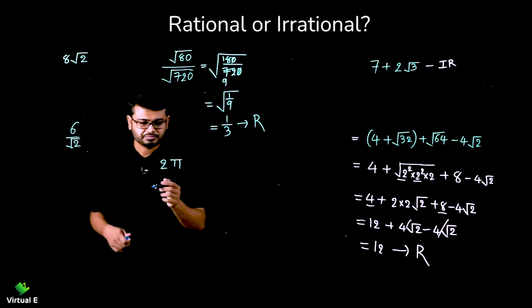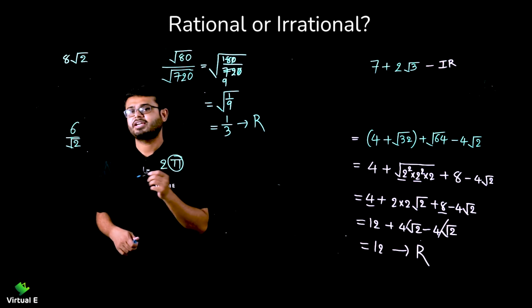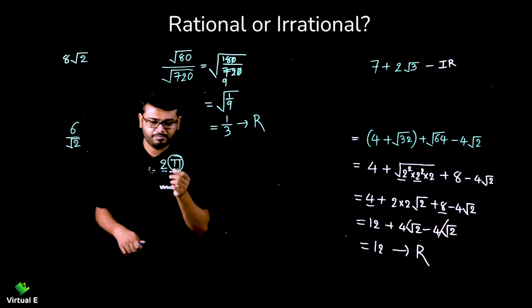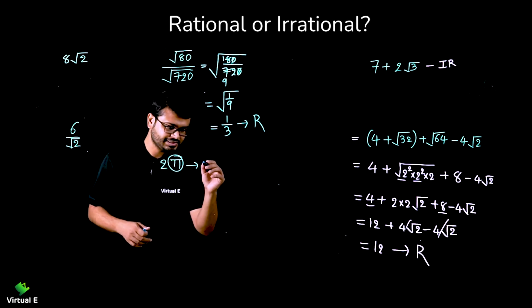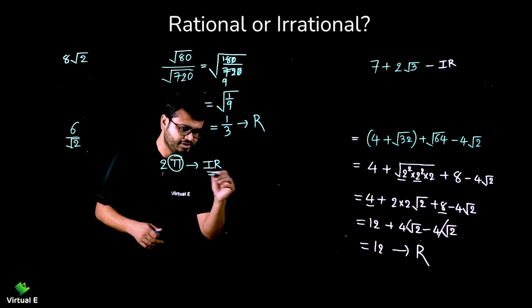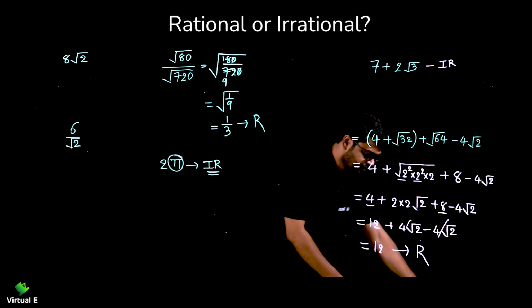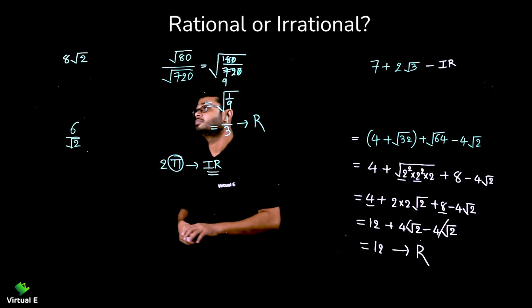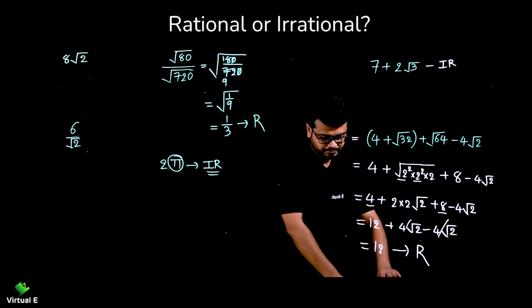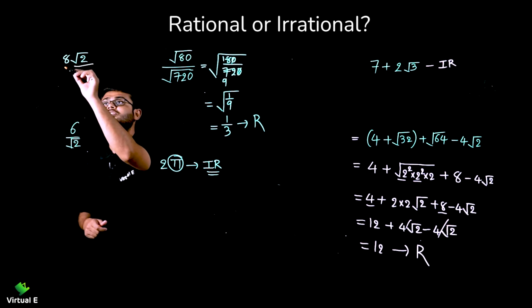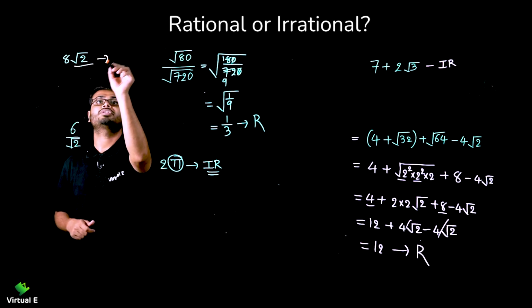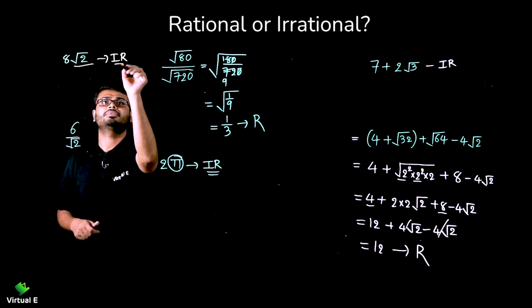Now 2 pi. Remember, pi is an irrational number. So anything you multiply with pi, specifically a number, you are going to get an irrational number. Remember. Done. Now let's discuss 2 more questions. So we have over here 8 root 2. Root 2 is irrational, so if you multiply 8 with that, it is going to remain an irrational number.